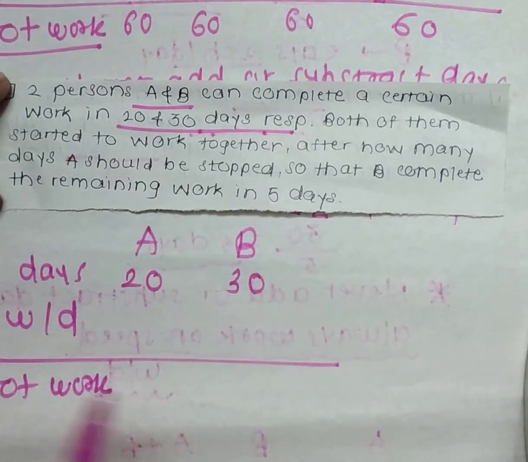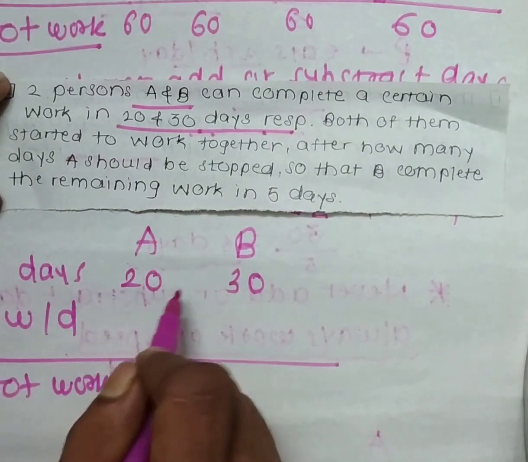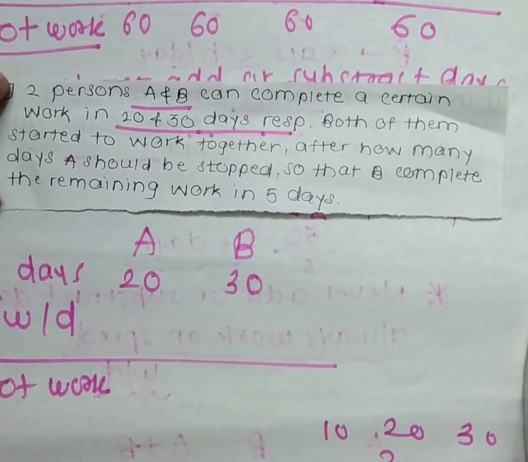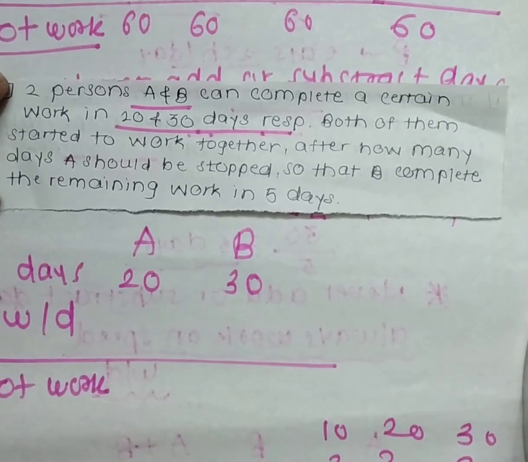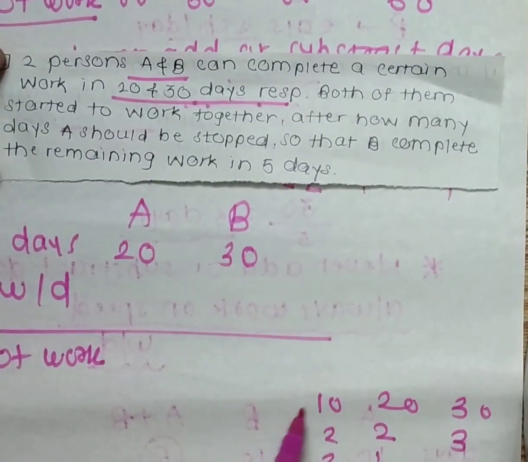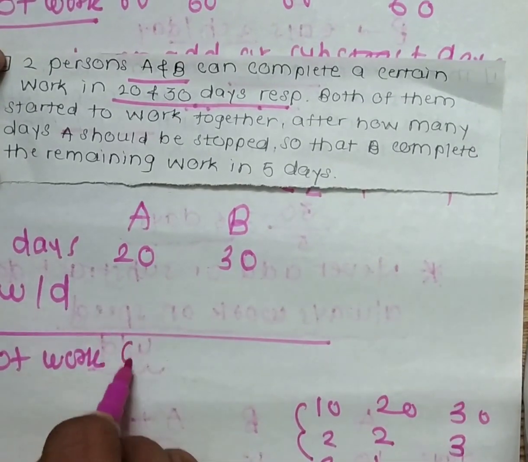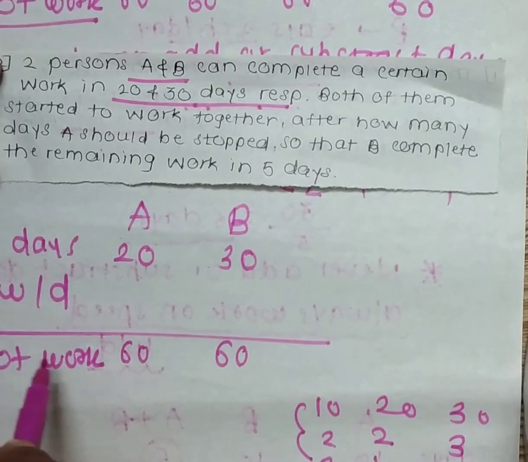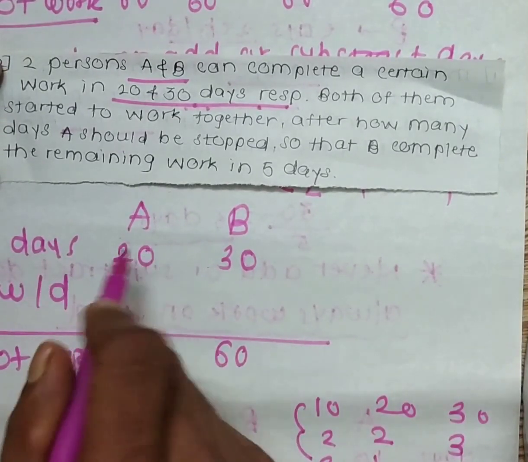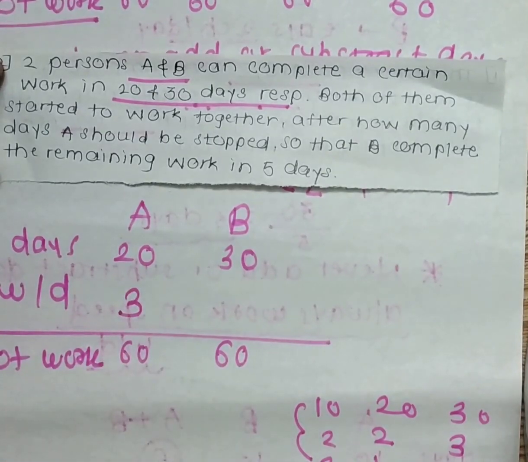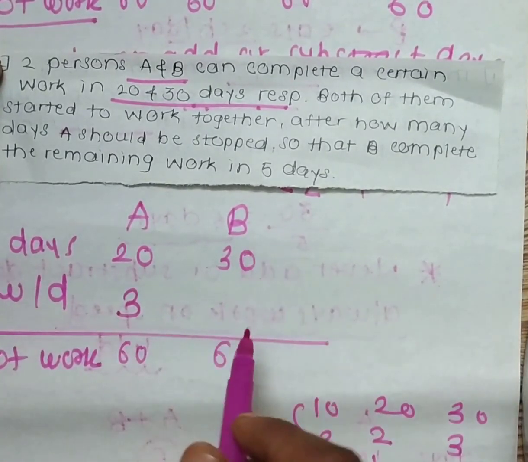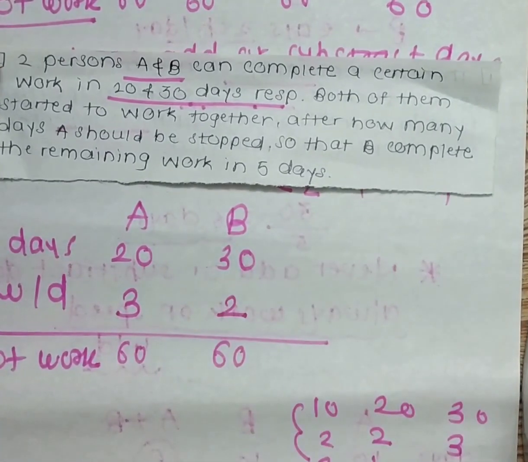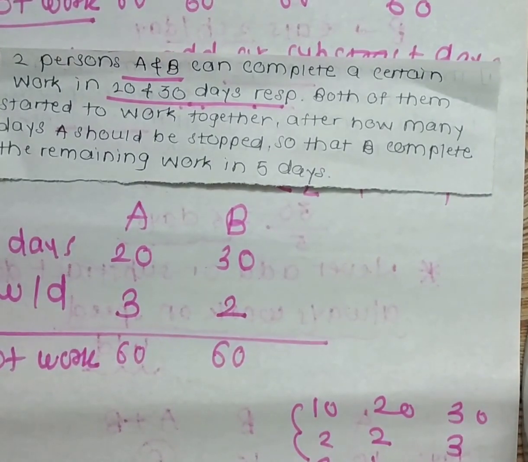As I told you, the total work is nothing but the LCM of the days. So 20 and 30. 10 2s are 20, 10 3s are 30. So 10 2s are 20, 3s are 60. Total work will be 60. As we know that number of days into work per day is equal to total work, work per day will be, 20 3s are 60. So A's speed is 3 work per day. Similarly for B also, B is completing all the 60 work in 30 days, which means B's speed is 2 work per day. 30 2s are 60.